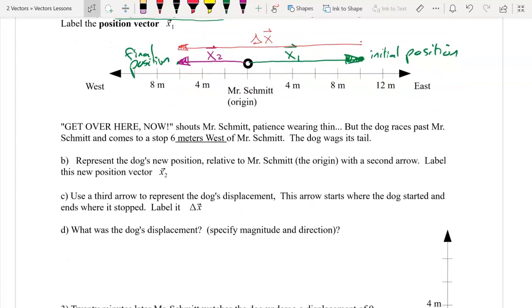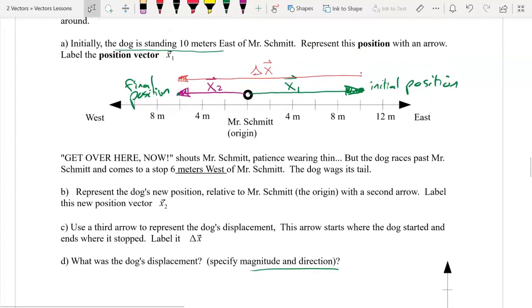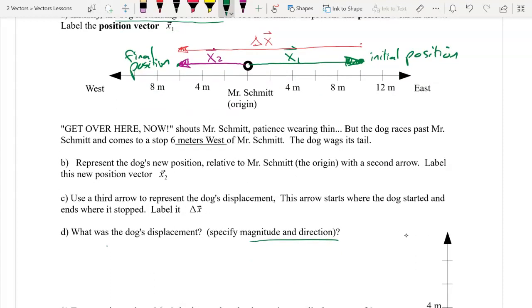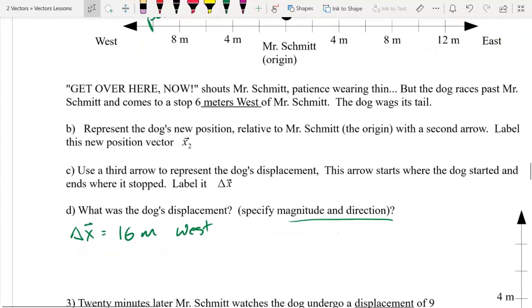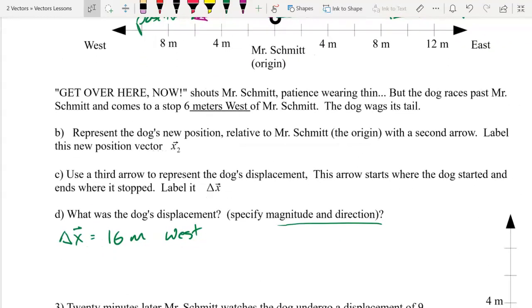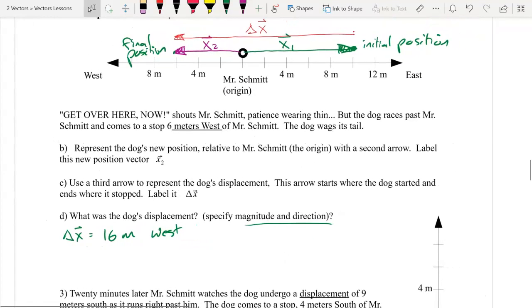What was the dog's displacement? Specify magnitude and direction. Well, you can see on the diagram that the dog has displaced from 10 meters east all the way to 6 meters west, and that is a displacement of 16 meters west. Since we are working in one dimension, though, we can just use addition and subtraction to find this answer.